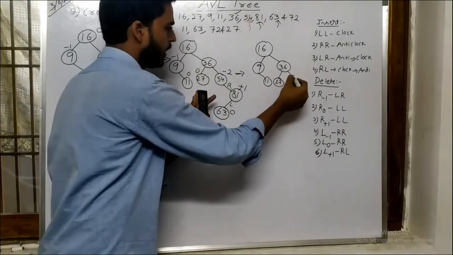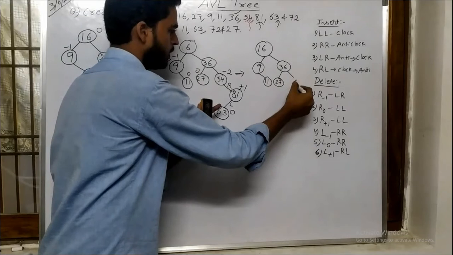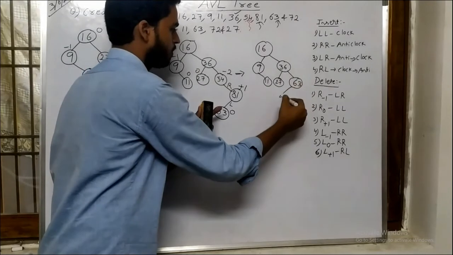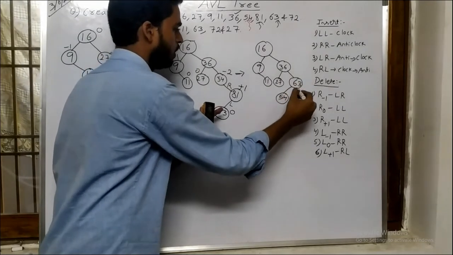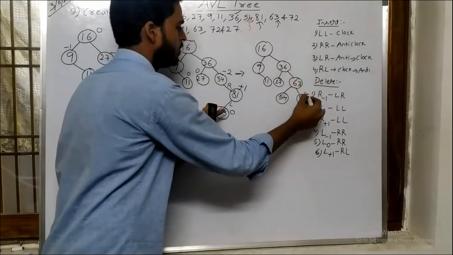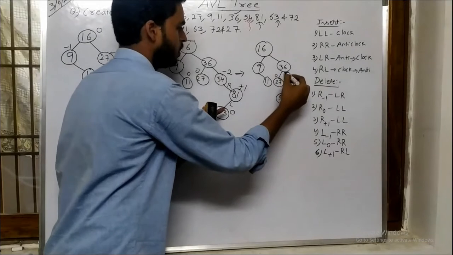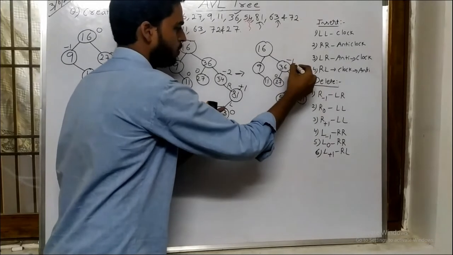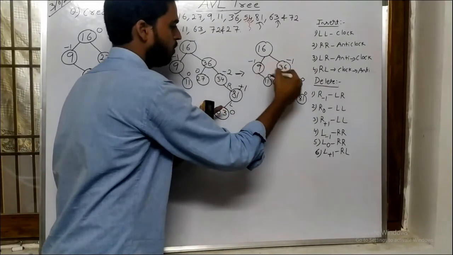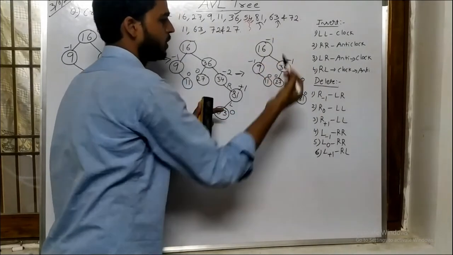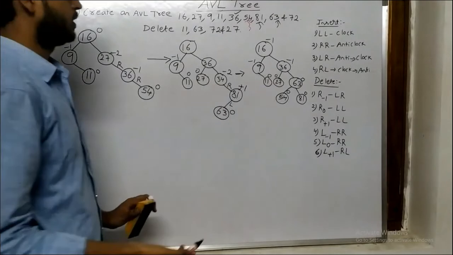So you will get the resultant tree like this: 63, 54, 81, with balance factors 0, 0, 0, 0, minus 1, 0, minus 1, 1, 2, 1, 2, 3, minus 1. So the tree will become balanced.